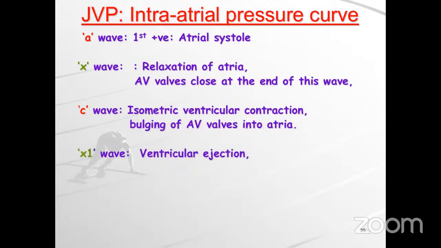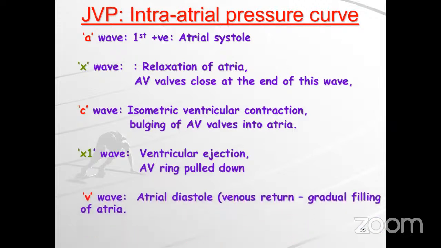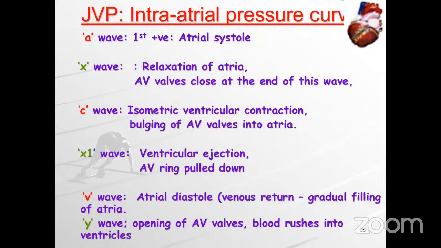X1 is the ventricular ejection, that is a negative wave, and the AV ring is pulled down during this ejection period. And V is the atrial diastole, that is because of the venous return, there is a gradual filling of the atria, and that is a positive wave again. And Y is the negative wave because of the opening of the AV valve, as blood rushes into the ventricle.